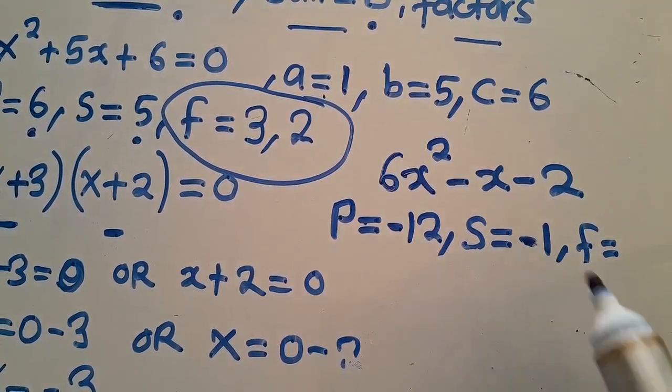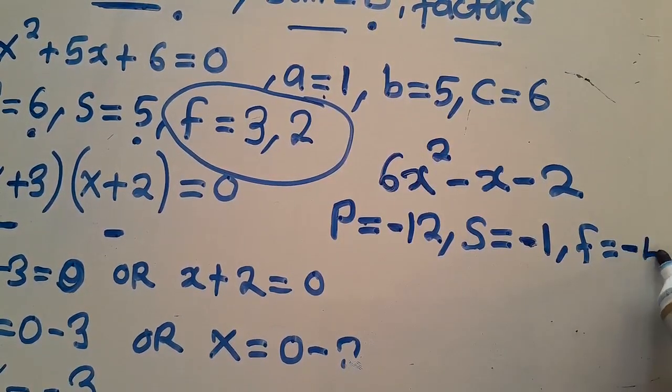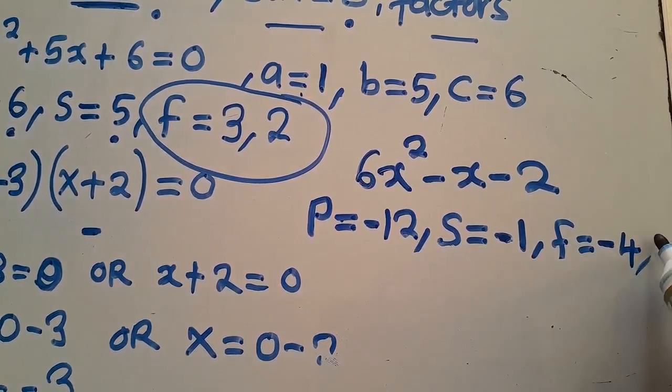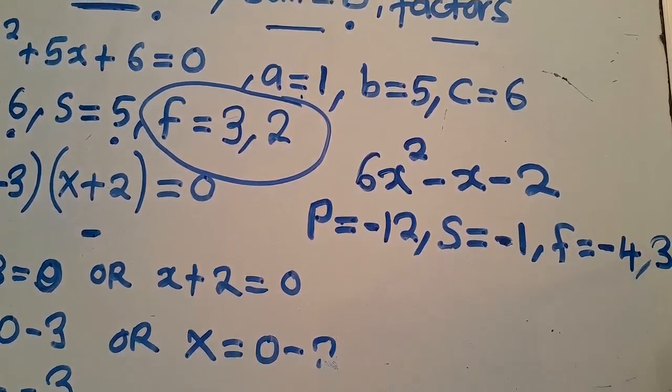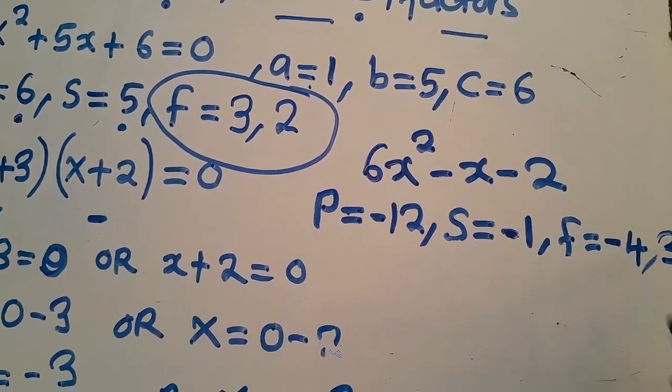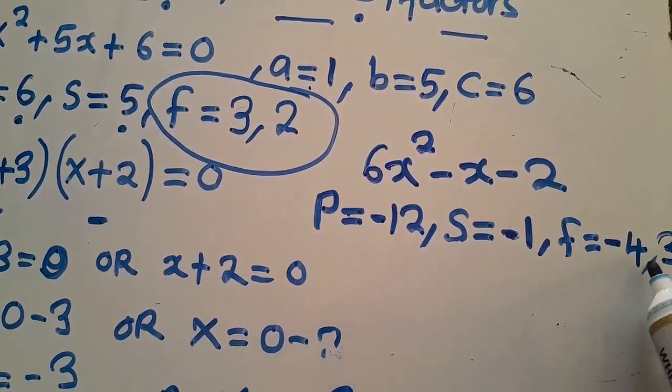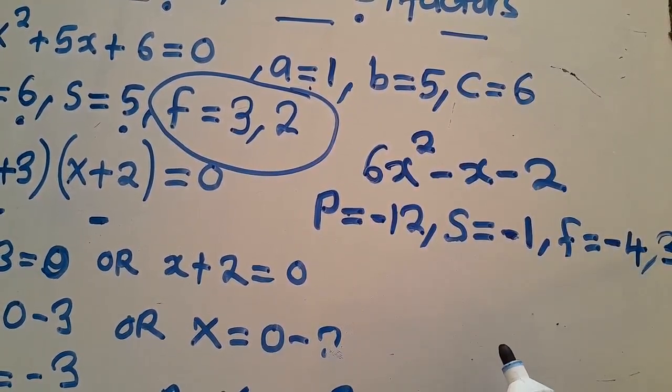If seen, this is negative 1. So which means negative 4. This 4 should be negative so that we get to have a 3, a positive. Such that if you multiply negative 4 times 3, you get negative 12, and negative 4 plus 3, you get negative 1.